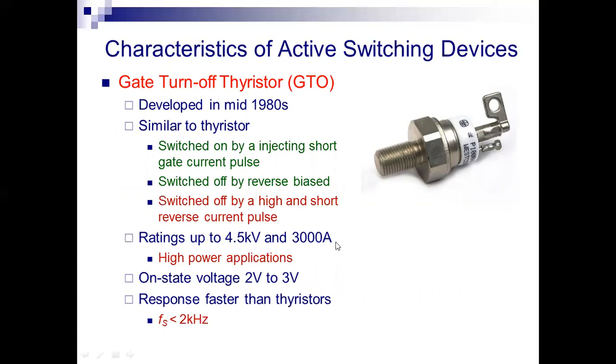Developed in the mid 1980s and similar to a thyristor, it is switched on by injecting a short gate current pulse and switched off by a high, short reverse current pulse. Ratings are up to 4 kilovolts and a current rating of 3000 amperes, applicable for high power applications. On-state voltage is 2 volts to 3 volts. Response is faster than thyristors, with frequency less than 2 kilohertz.